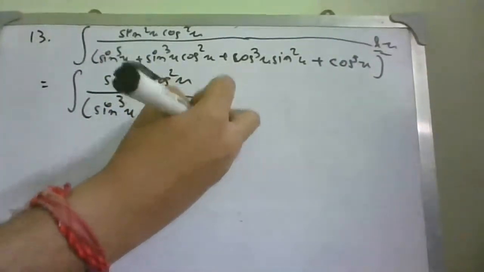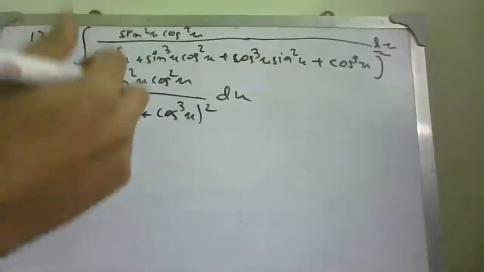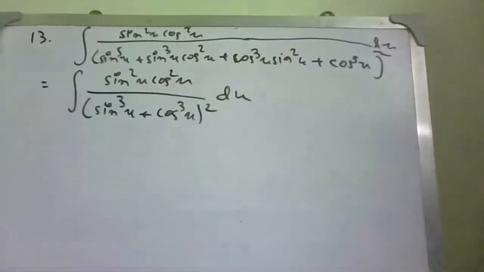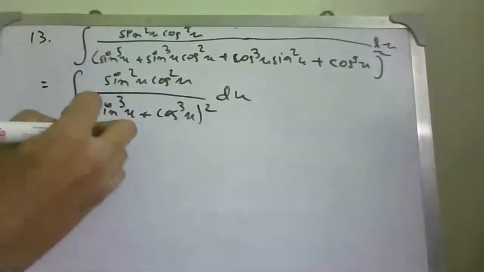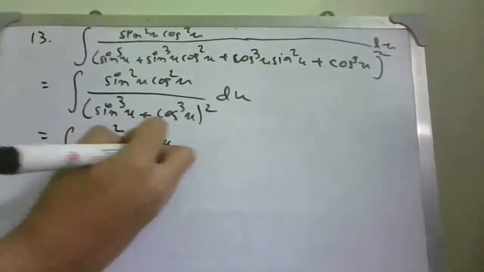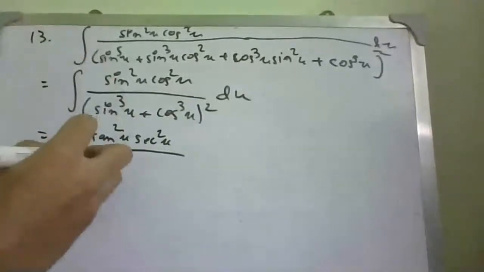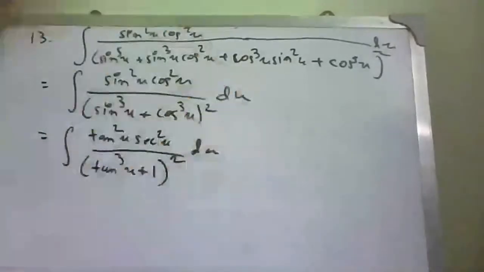So we will have this. Okay, we have a sine and cos combination. So what can we do in case of a sine and cos combination? Yes, we can try to convert everything in the form of tan. So how can we convert everything in the form of tan? Let's try to divide the numerator and the denominator by cos to the power 6x. If we divide the numerator by cos to the power 6x, we will have tan square x sec square x. And if we divide the denominator, we will have tan cube x plus 1 squared.